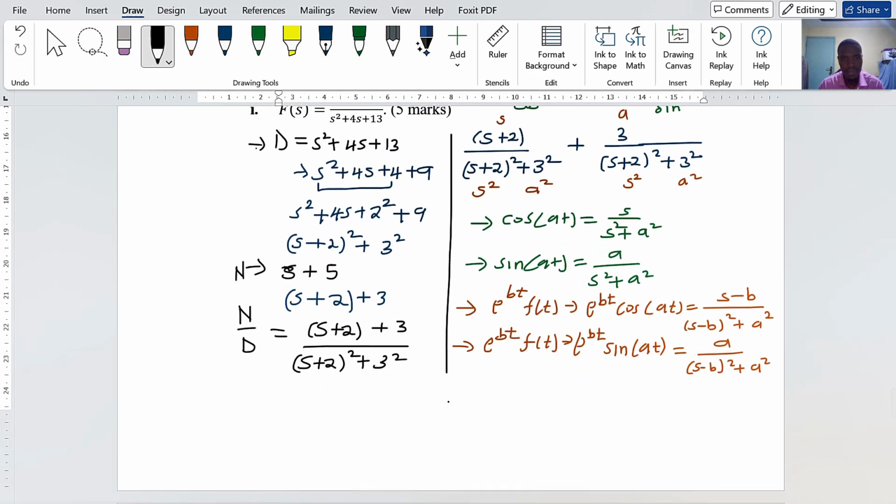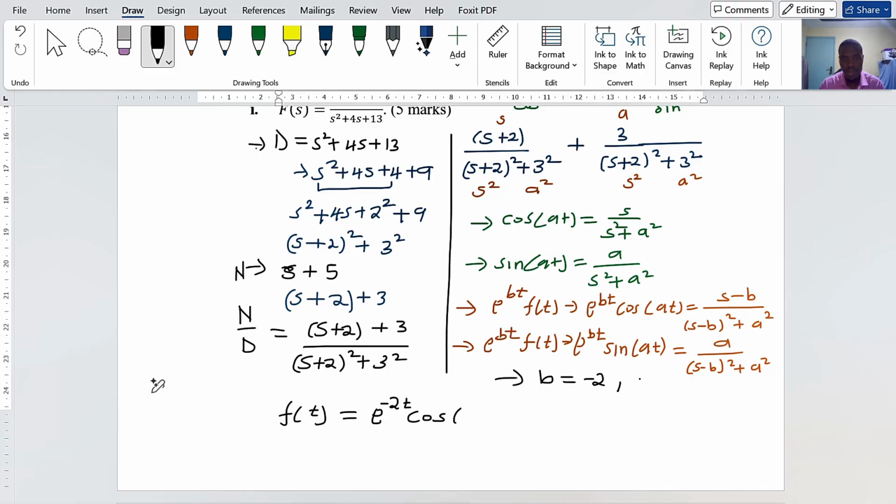So now let's have our answer. For the first case, we'll have cos, because we see s there, and it is shifting top and down. You see negative is for positive b. So the first thing we identify, our b is equal to negative 2. That's what gives us positive. If it is 2, then it gives us negative. So our first function, f of t, will be equal to e^(negative 2t) times cos at.